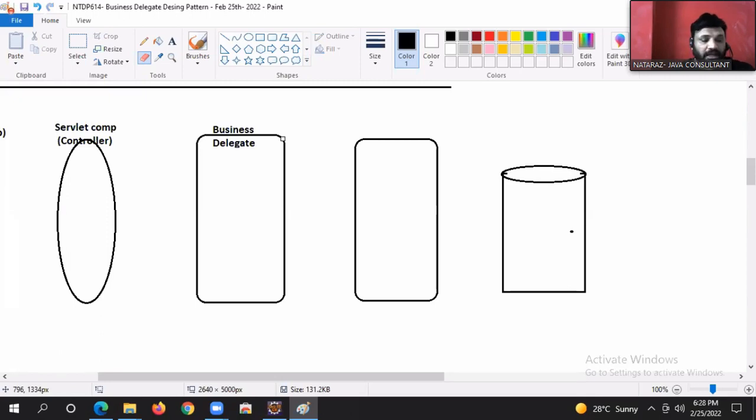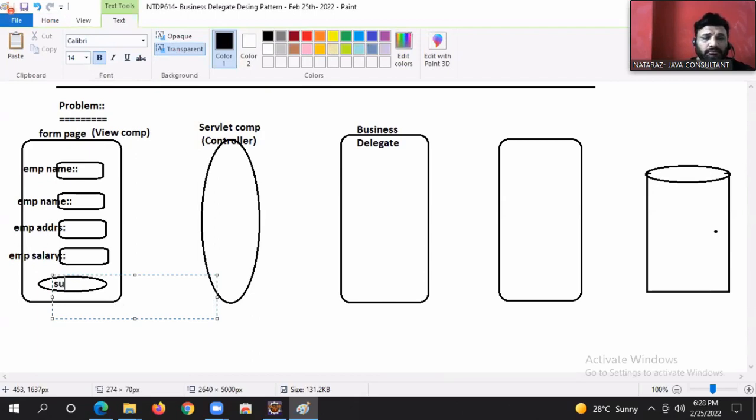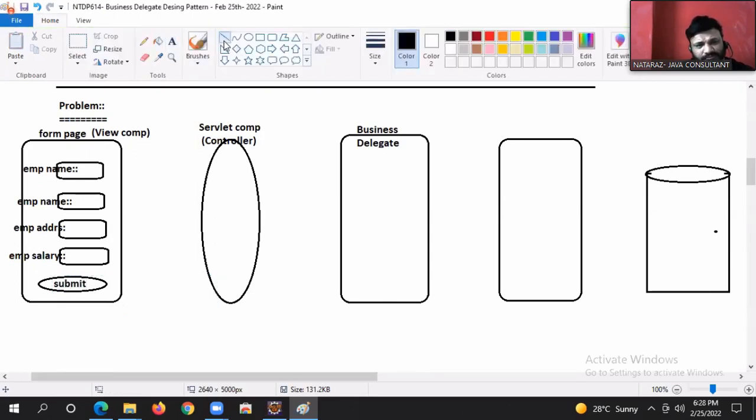Here is my database software, guys. Let it be. Try to understand the problem, guys. Here is my submit button.